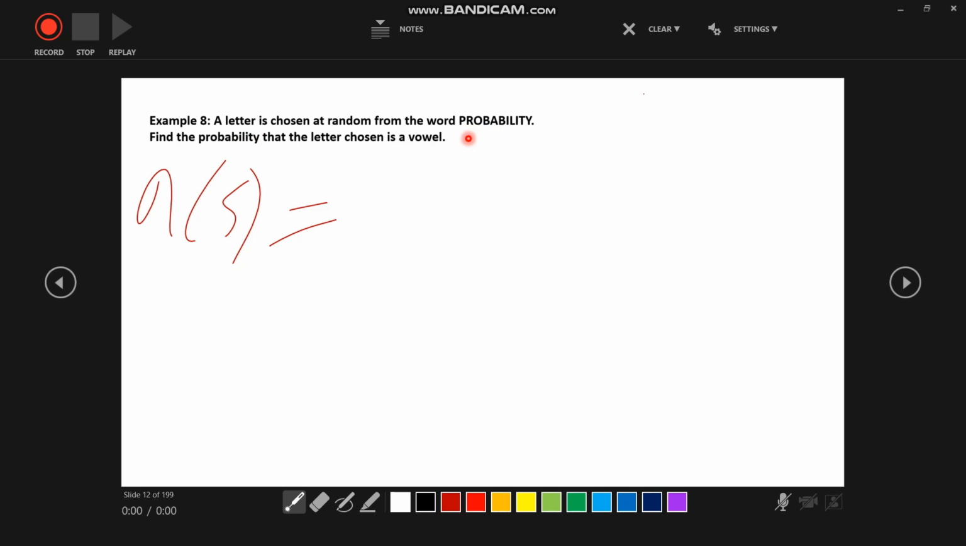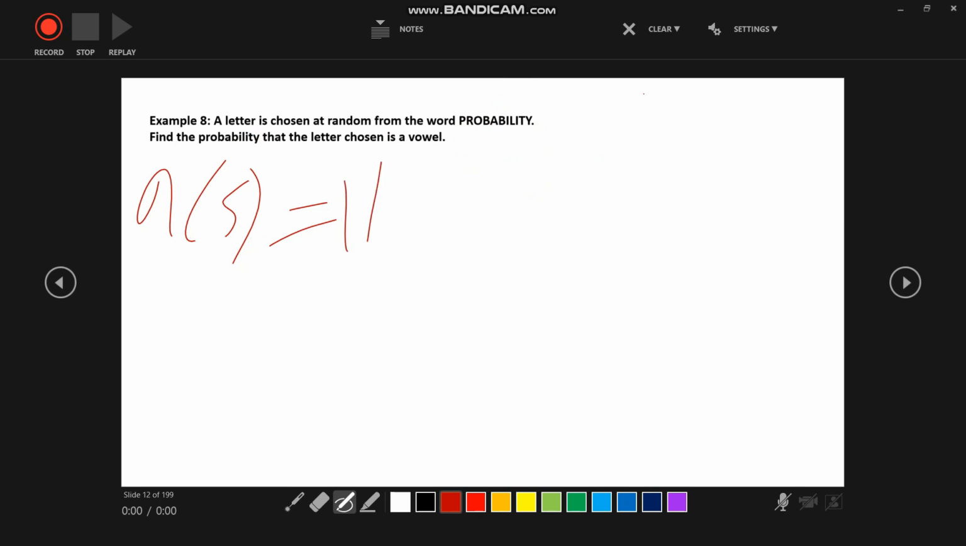The first thing you do is find the number of possible outcomes. If we pick a letter randomly, the letter can be P, R, O, B, A, B, any letter of this word. Each of them is a possible outcome. There are 11 letters here, so the number of possible outcomes is 11.